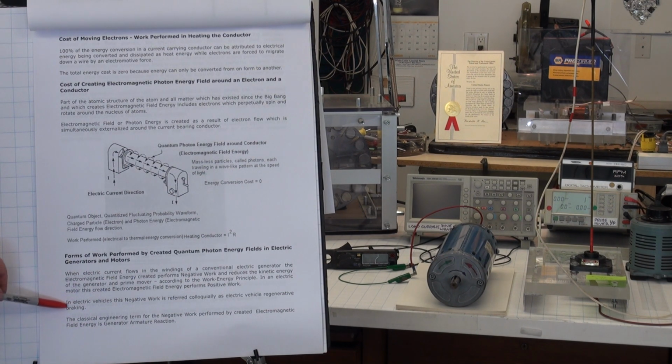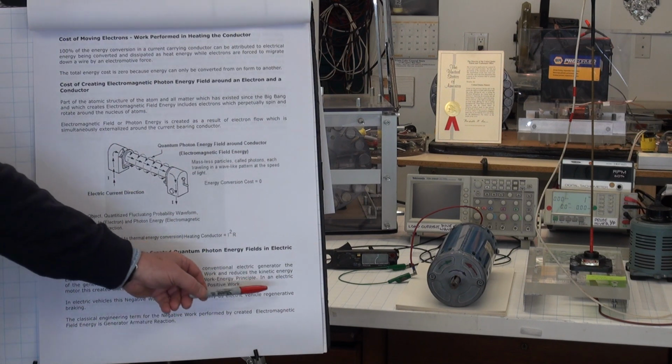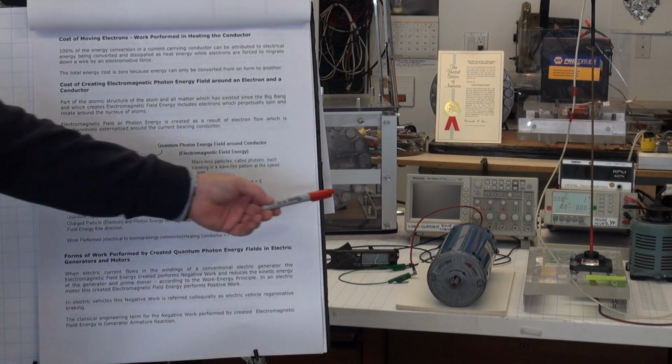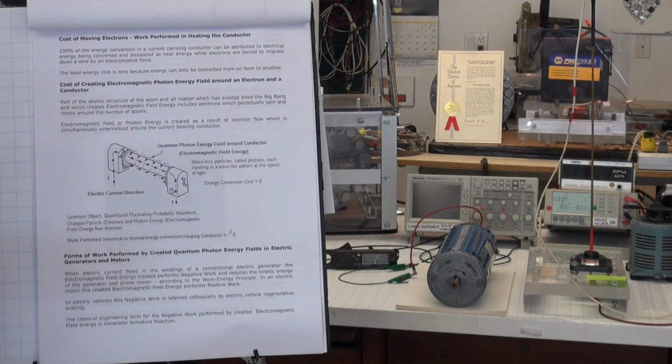In fact, electric vehicle regenerative braking is actually... The correct term would be electric vehicle regenerative negative motoring, because the generator is acting like a motor in the opposite direction that the torque is being supplied to it, as we showed in this little example here.